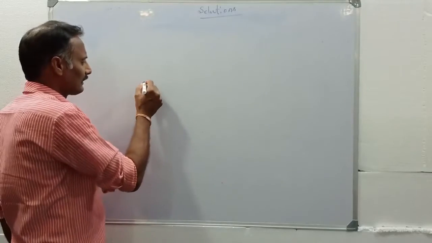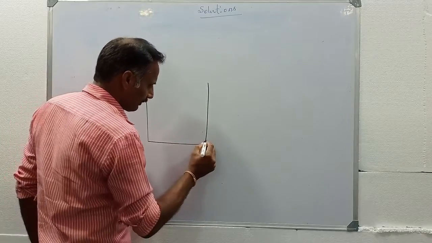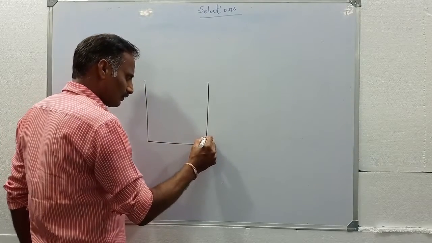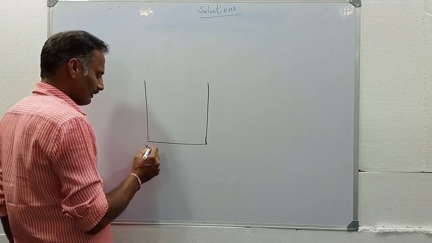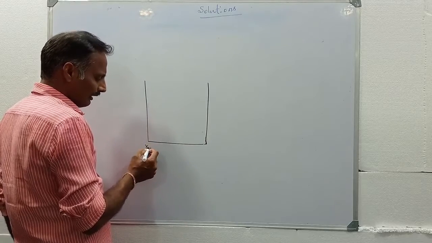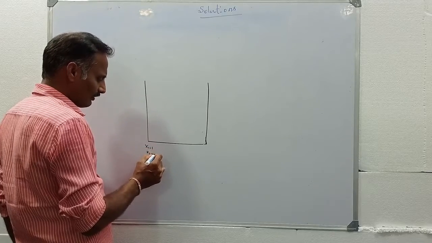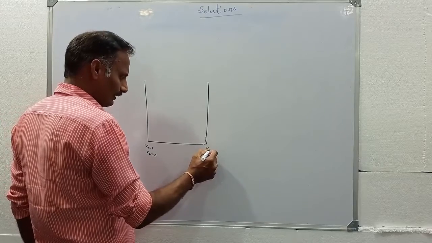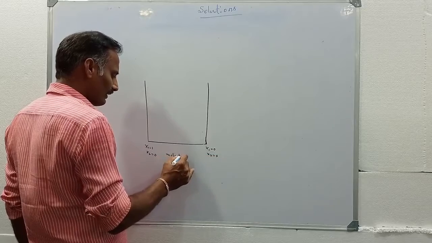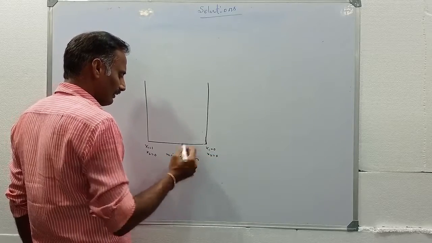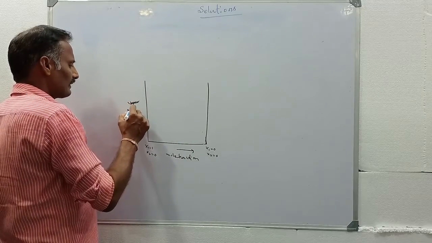For example, this is a diagram which shows a solution showing positive deviation. Here x1 is the mole fraction of component 1. At this end x1 equals 1 and x2 equals 0, and at the other end x1 equals 0 and x2 equals 1. This is the mole fraction axis, and this is the vapor pressure axis.